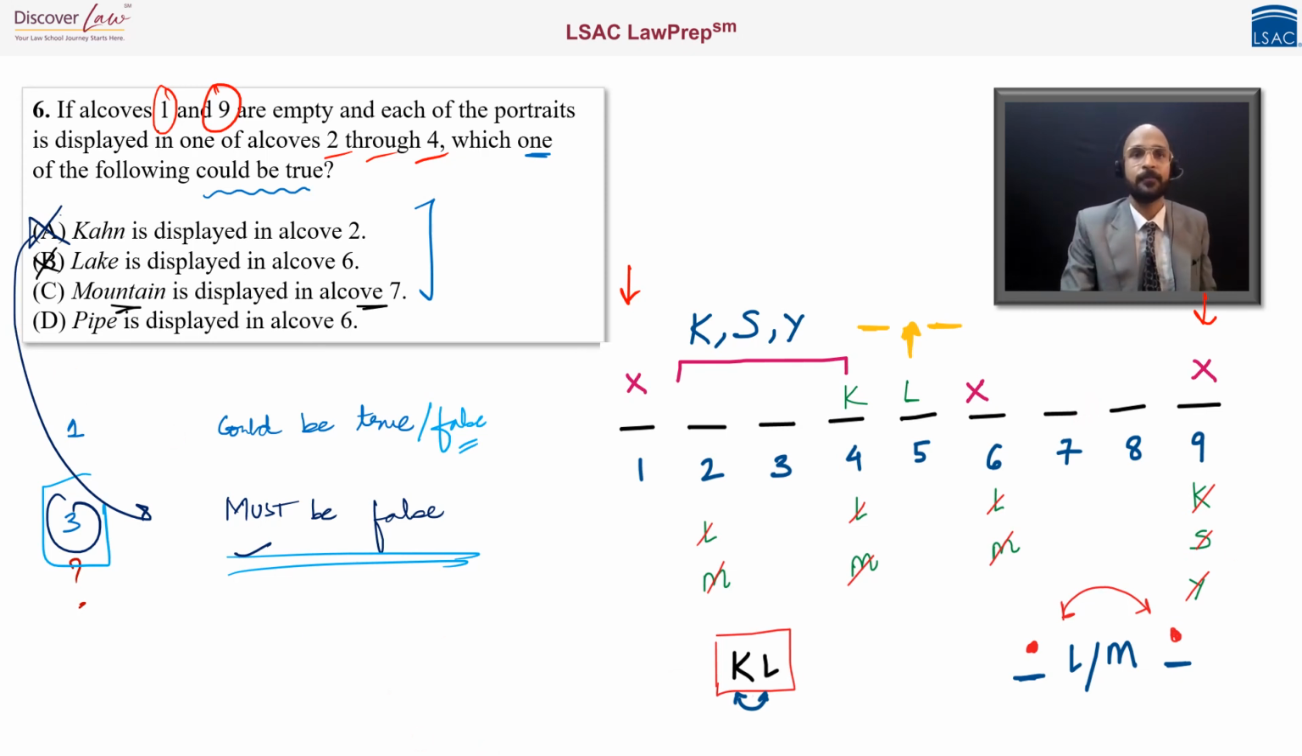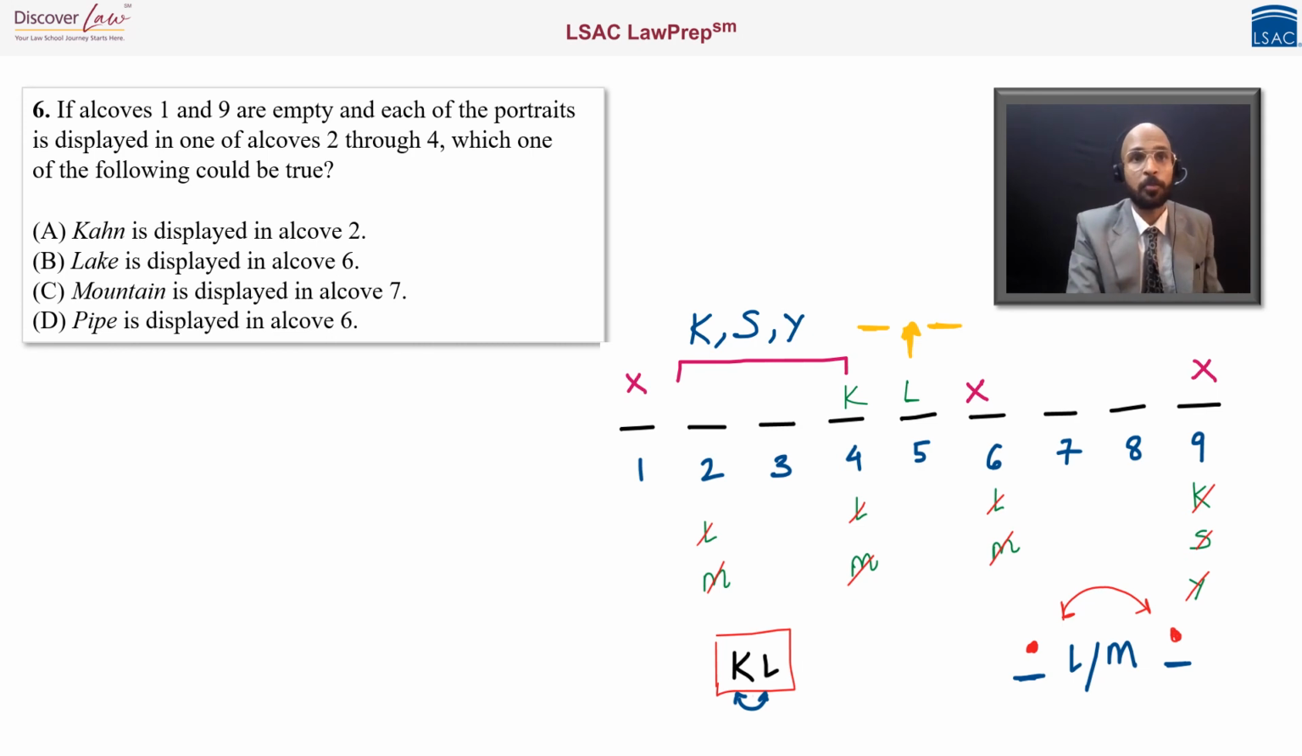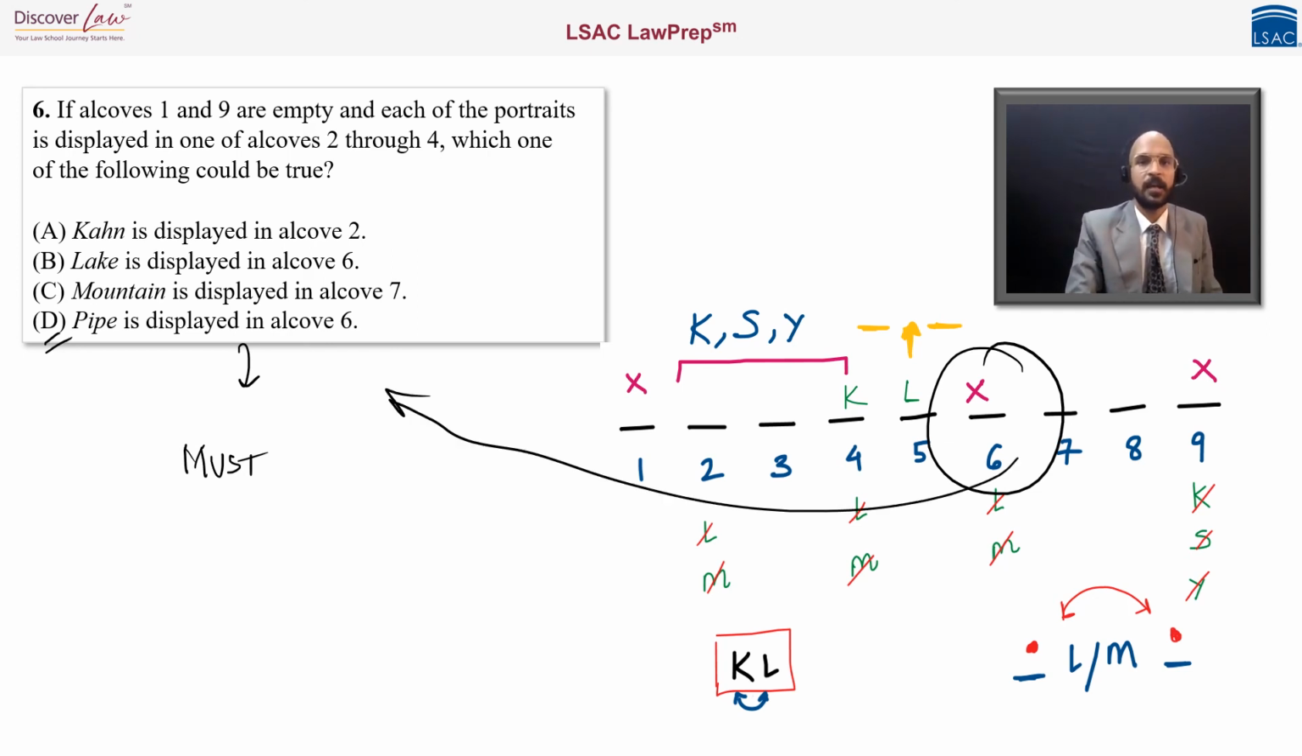Now D. Now if we find out that option D falls within the category of must be false, then we know that C is the answer. Now look at option D. It says pipe is displayed in alcove 6. We just saw that alcove 6 has to be empty. Therefore, we know with certainty that C is the right answer.